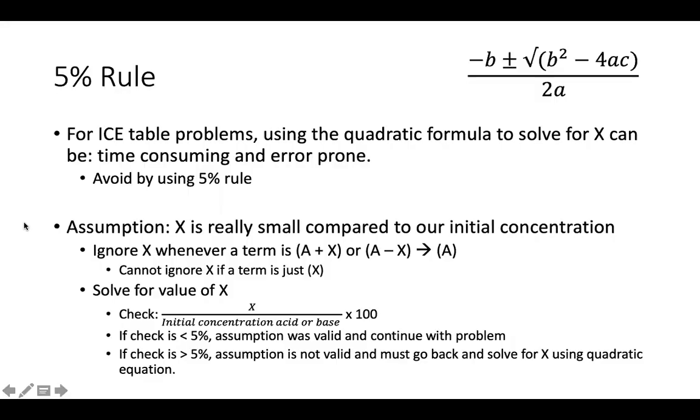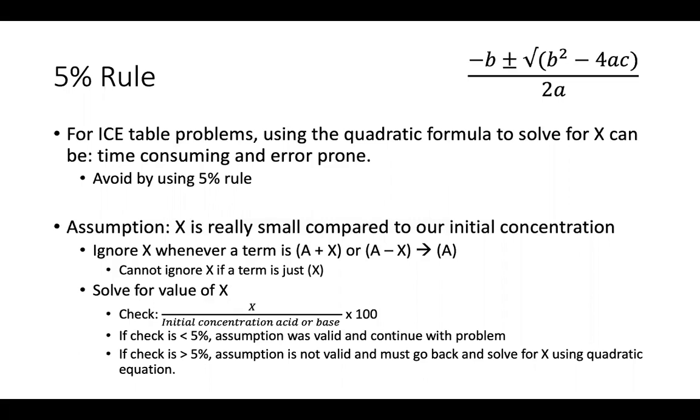Okay, moving on to actual new material. So what is the 5% rule? Okay, so we have recently learned about ice table problems, right? In a classic ice table problem, they will give you an initial concentration of weak acid or weak base. They'll give you that initial concentration, and they'll also give you your equilibrium constant K.